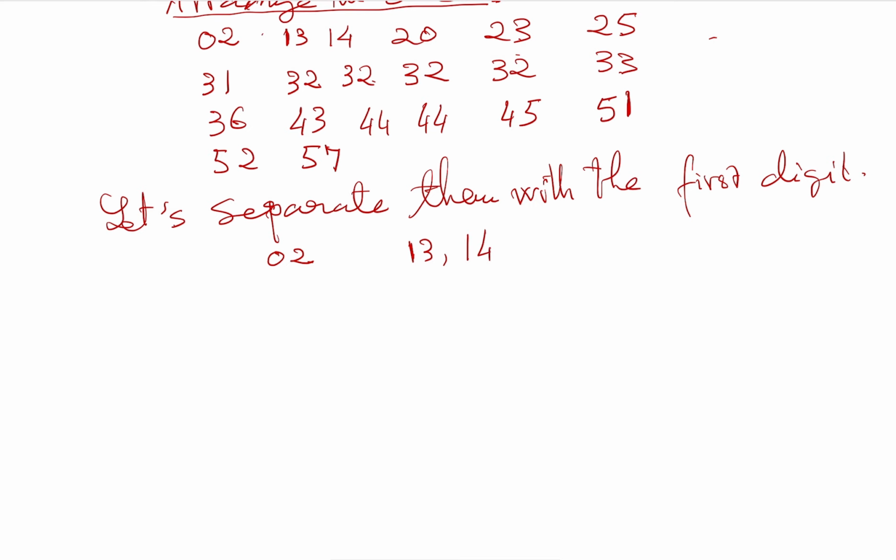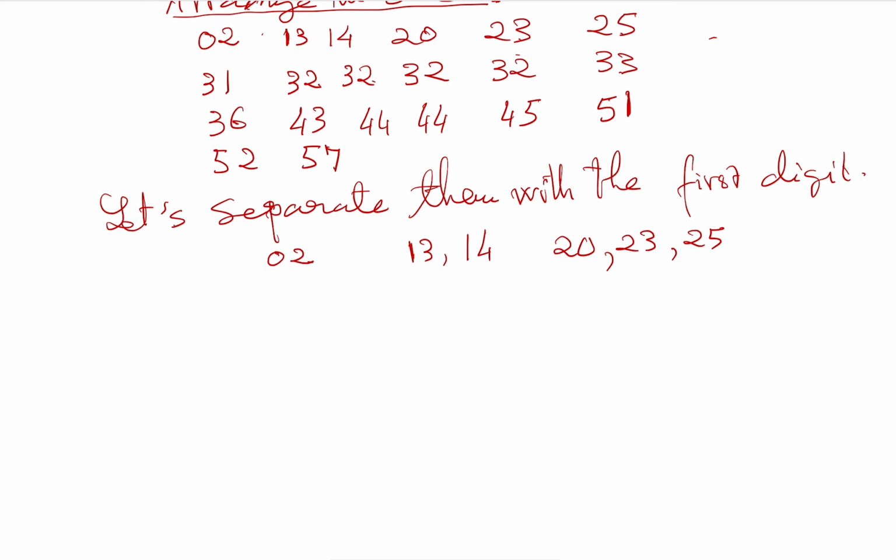So the next one, we have 2. How many 2s do we have? 1, 2, 3. We have three. The first number is called the leading digit. You only have 2, so the first 2 is the leading digit. We have 20, 23, and 25. You have 3 of them.